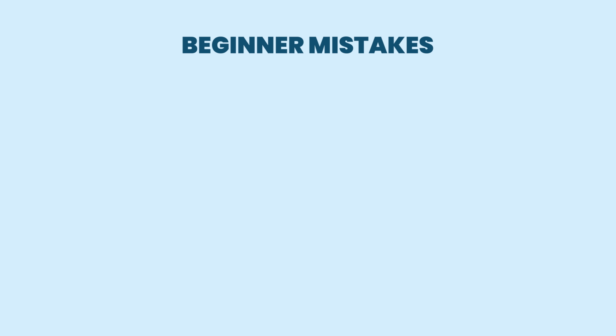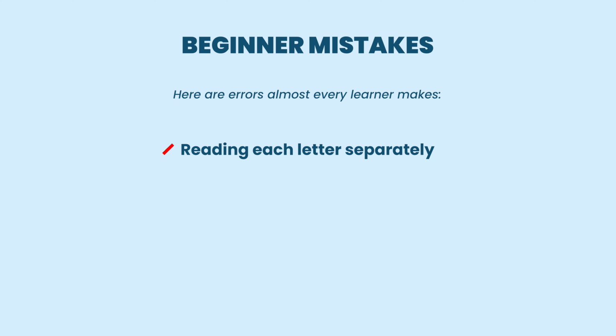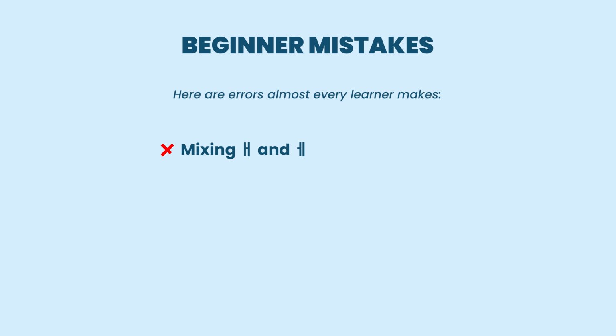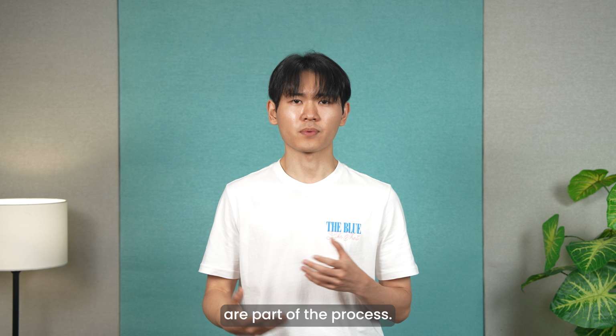Common beginner mistakes. Here are errors almost every learner makes. Reading each letter separately. Korean is read block by block. Trying to memorize whole words first. Learn block formation and decoding becomes easy. Mixing 에 and 에. Totally normal. Don't stress out. Little mistakes like this are part of the process.